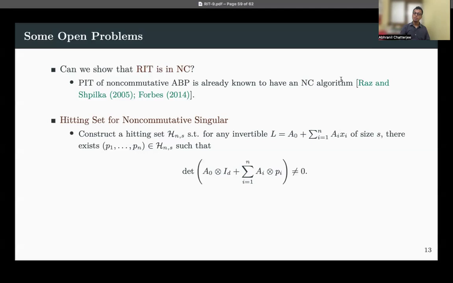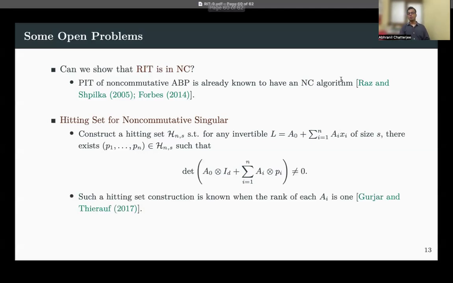So what is known about this problem? If we restrict each A_i to rank 1 only, then from the work of Gurjar and Thierauf, it is known that this problem admits a deterministic quasi-NC algorithm. In black box, it has a deterministic quasi-polynomial hitting set construction.